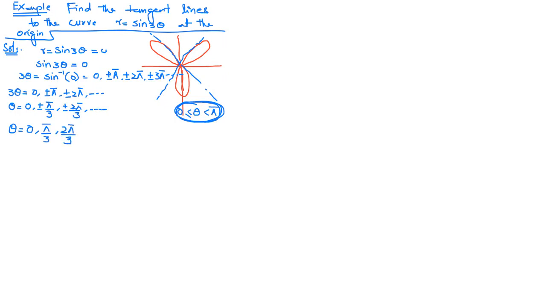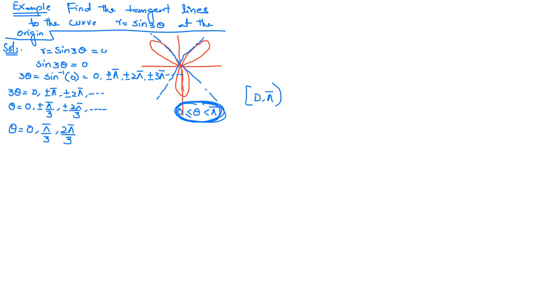Theta is equal to 2 pi by 3. Why didn't I take the negative sign? Because theta is in between 0 and pi. We have an angle theta in between 0 and pi. Okay, so these are the only three possible theta which we get from the equation.